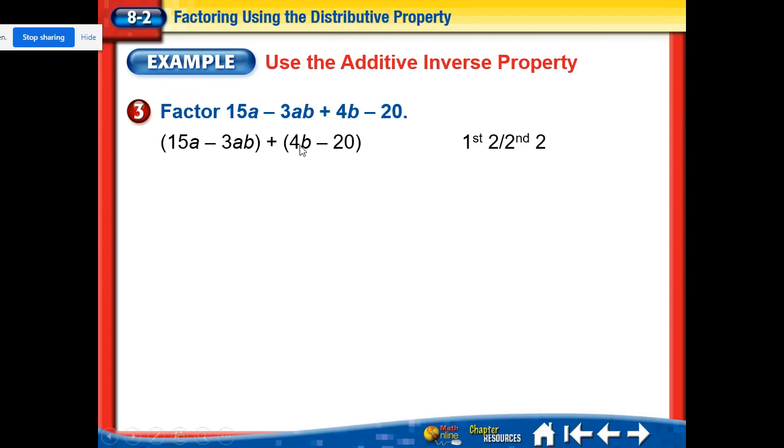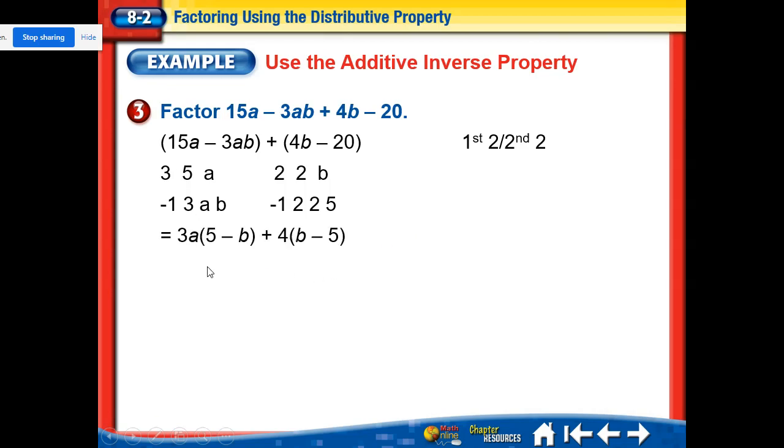So the 15a is 5 times 3 times a. And the 4b is 2 times 2 times b. The negative 3ab is negative 1 times 3 times a times b. And 20 is negative 1 times 2 times 2 times 5. We did 20 before here just a few minutes ago.